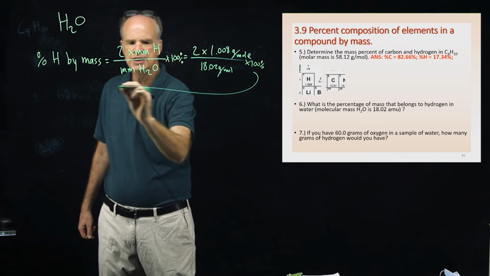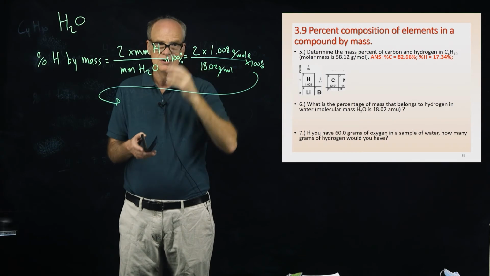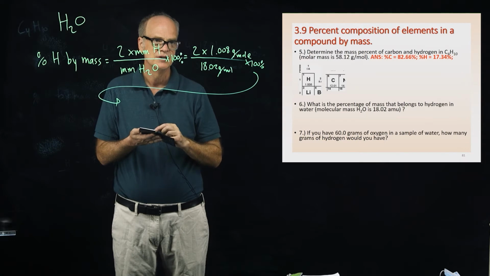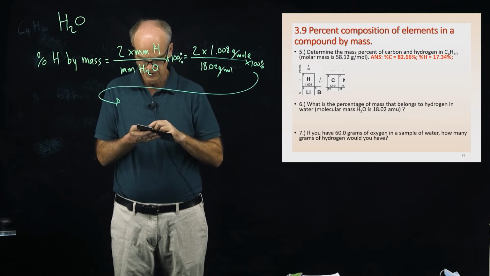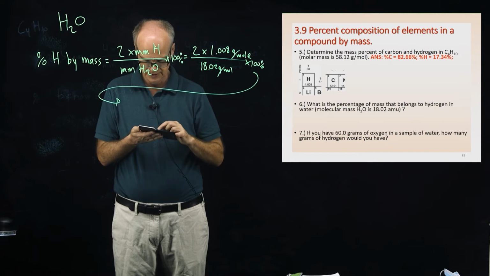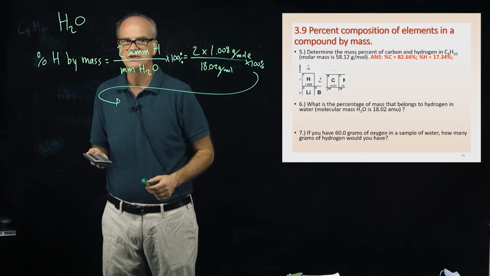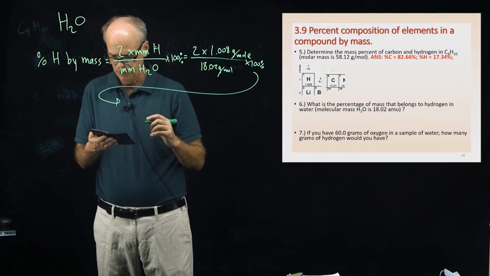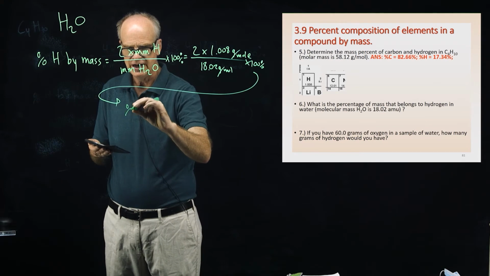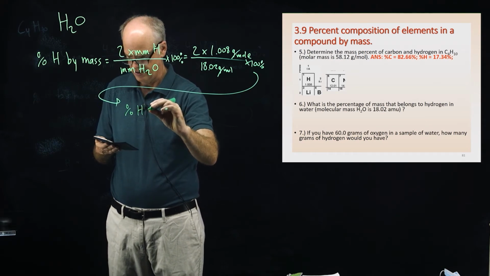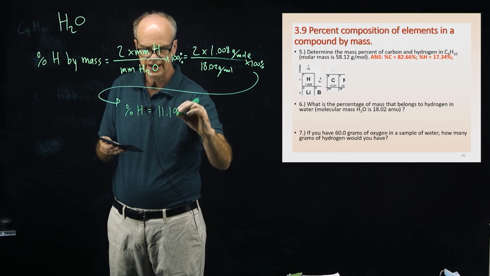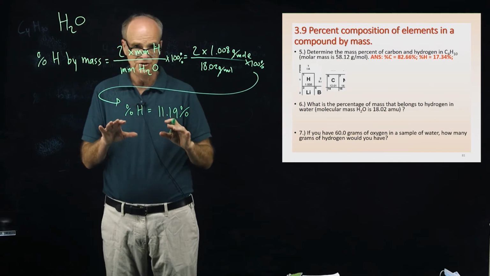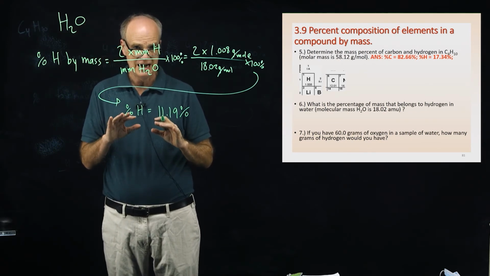So let's see what we get here. So it'll be 2 times 1.008 divided by 18.02 times 100. And let's see, how many significant figures do we have to deal with? It looks like, again, we're going to have an answer in 4 significant figures. So the percent hydrogen by mass in water should be 11.19%.